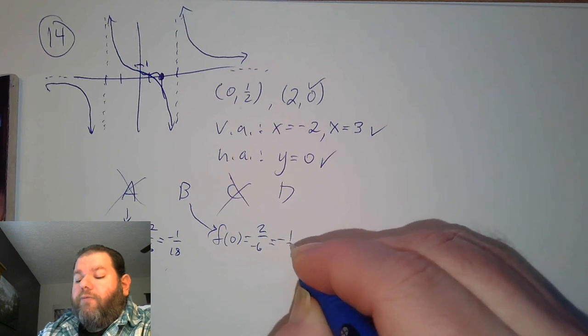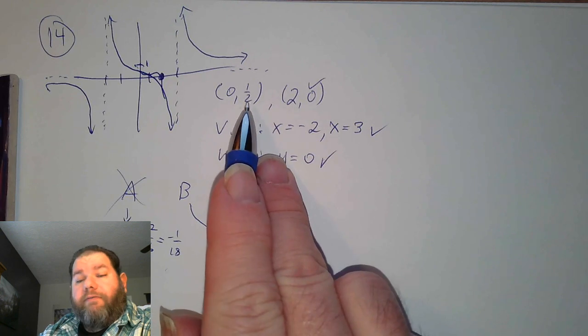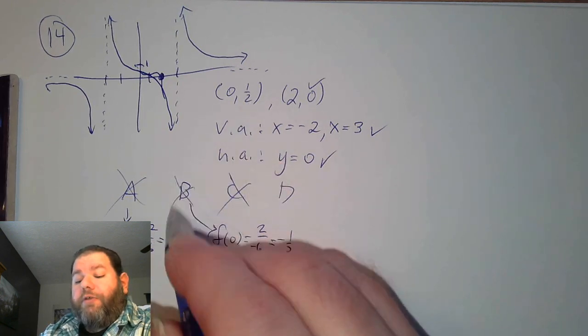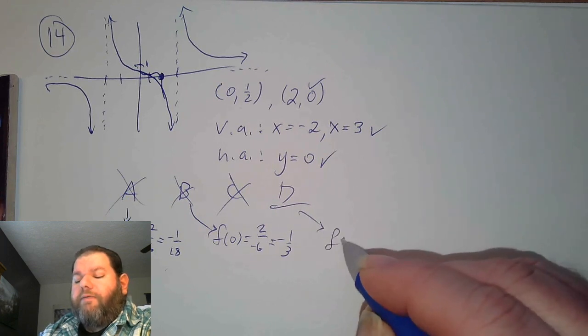So it's -1/3. Now, we have a positive number, not a negative, so I think we can rule out B, so it's probably going to be D. Let's just verify that with f of 0.